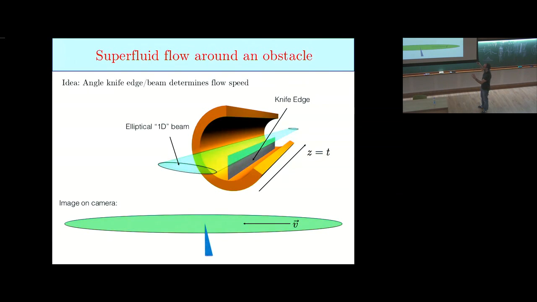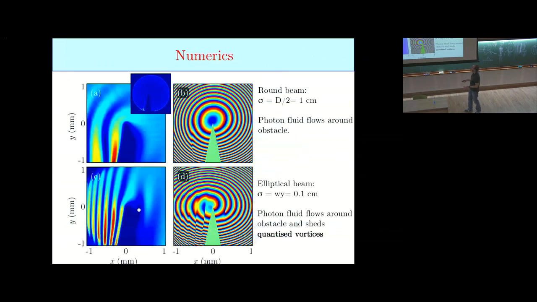We had the blade, and we just had our elliptical beam coming in at an angle, therefore creating the flow. And by increasing the angle, you can increase the flow speed and see if you actually nucleate vortices, okay? And so these are numerical simulations, just to check what's going on. The beam is flowing from left to right. This is at very low powers and nothing particular is happening. This is amplitude and phase.